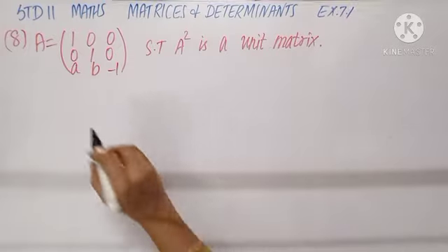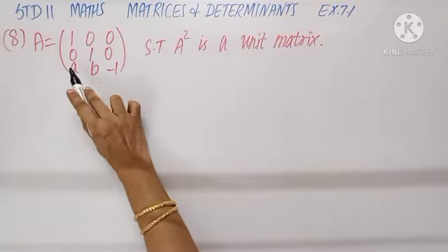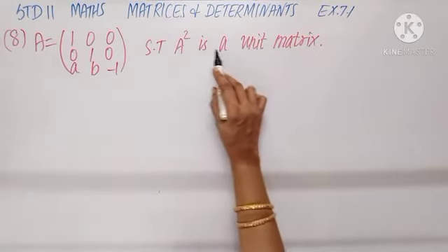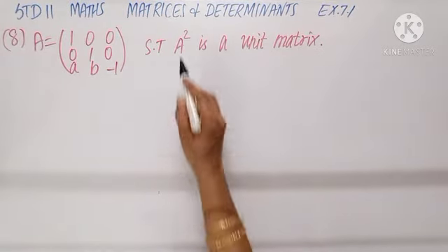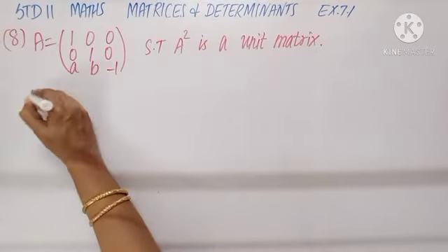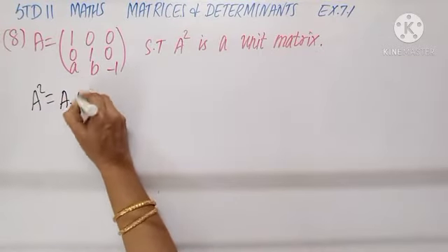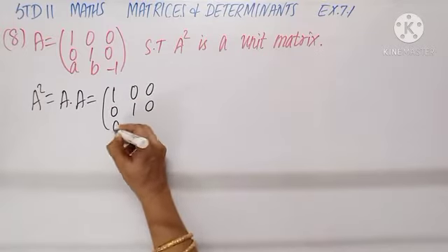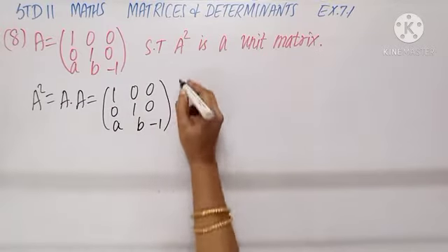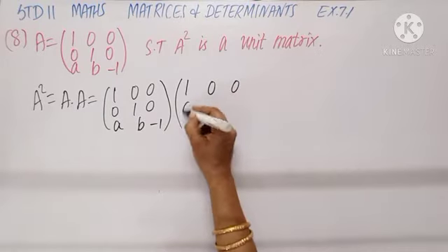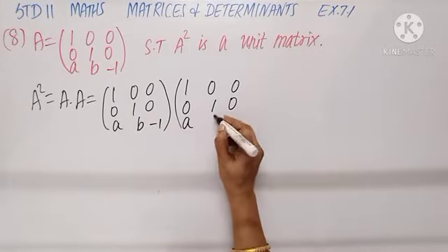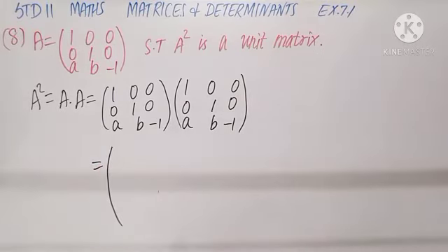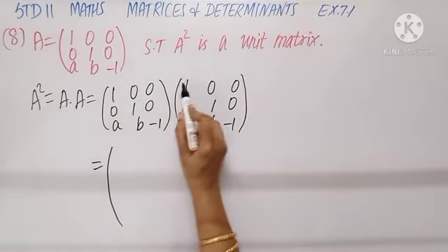Question number 8. If A equals the matrix 1 0 0, 0 1 0, A B minus 1, show that A square is a unit matrix. A square tells us A into A. What is A given? 1 0 0, 0 1 0, A B minus 1. Let us multiply again the same matrix. Remember how to multiply. It is row by column.